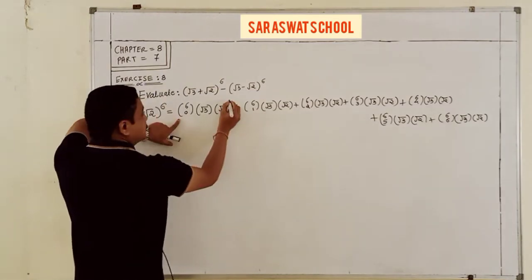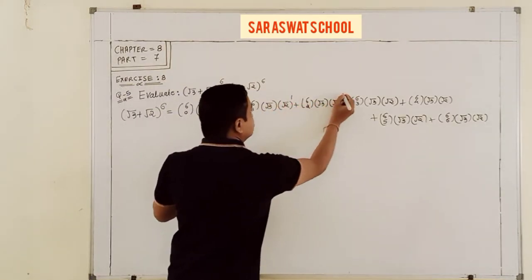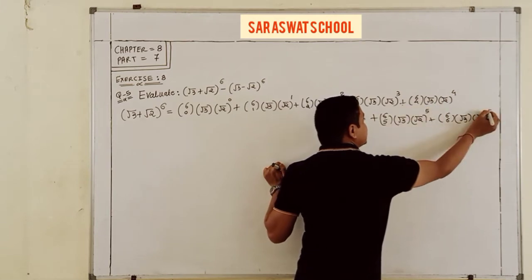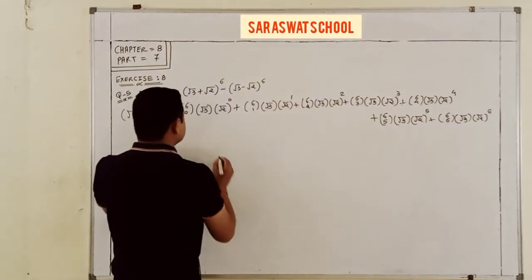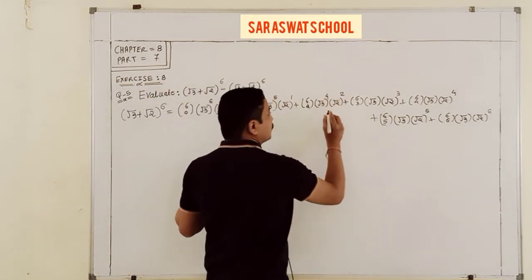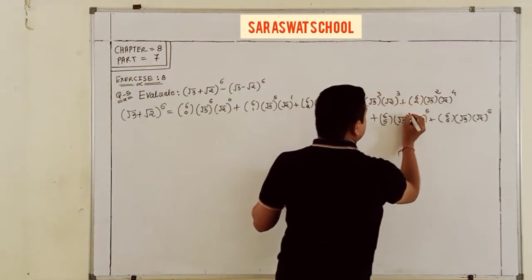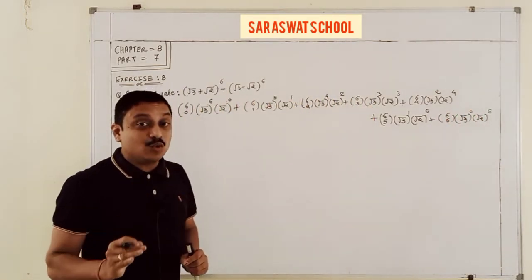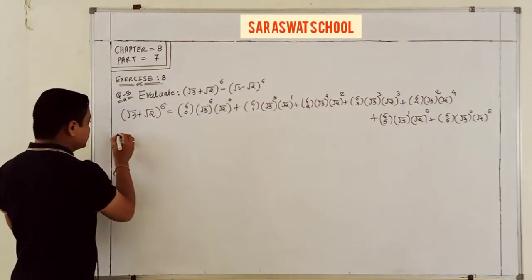This power rating you can consider here: 0, 1, 2, 3, 4, 5, 6, and that is 6 minus 0, 6, 5, 4, 3, 2, 1, 0. Now you can calculate easily step by step.